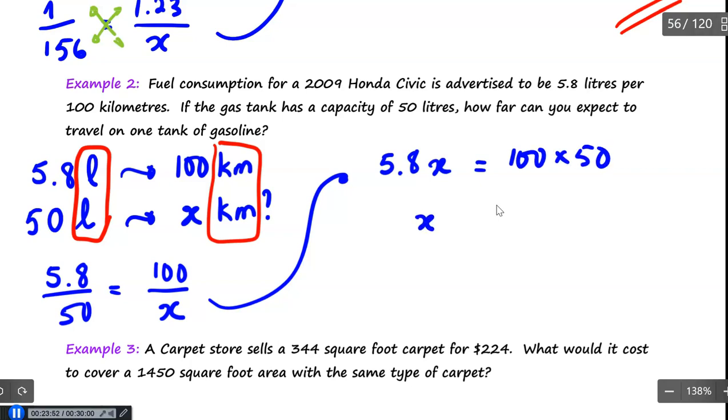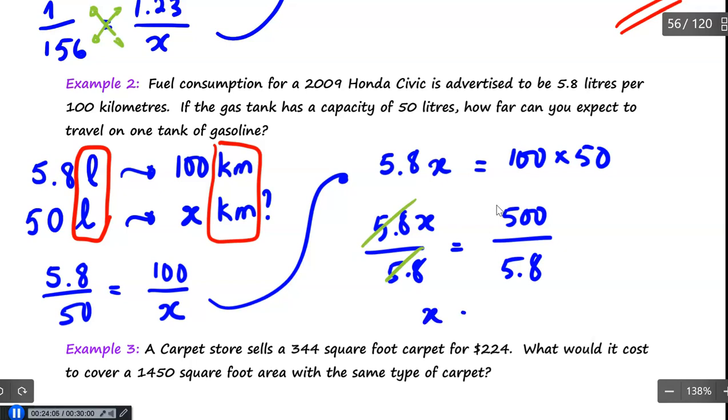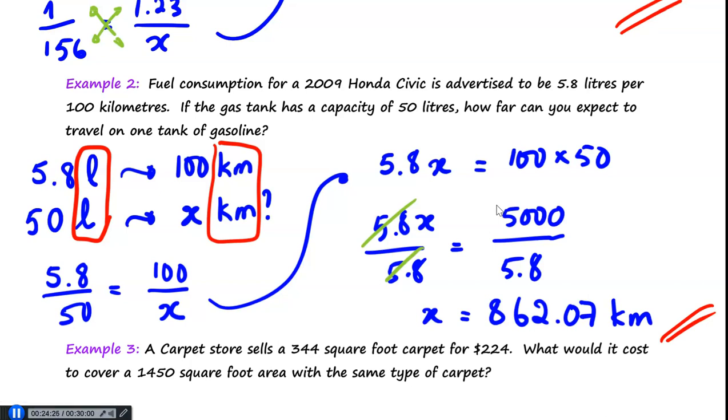So I will have x. Let me divide by 5.8 here. So this should be 5,000 divided by 5.8 on both sides. Therefore, I have x equal to 5,000 divided by 5.8, and therefore x is equal to 862.07 kilometers.